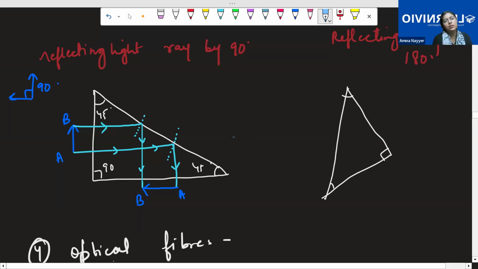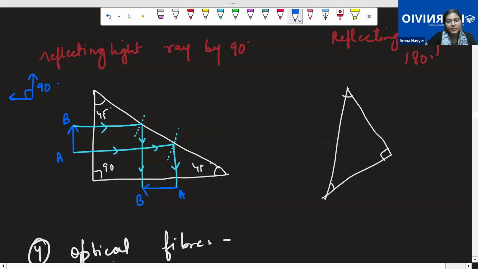So this is the reflection of the light rays, and these questions have directly come from your board exams as well. These are exact questions from your board exams, on how the light rays function. So this is 90 degree deflection. One is deflected by 180 degrees.